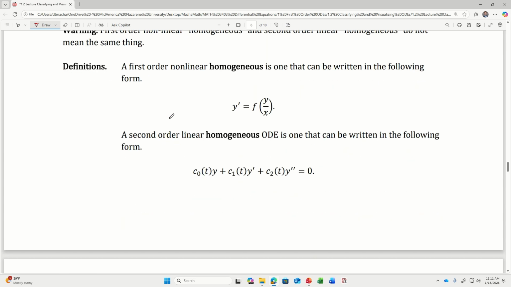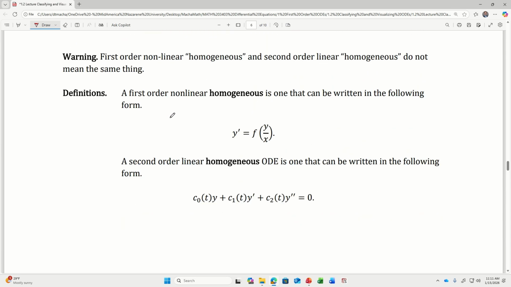Oh, I guess we will talk about it today. I put this in my notes. What it means to be a first order nonlinear homogeneous ODE is one that can be written like this. You've got y prime equal to a function of y divided by x. So you can rewrite the ODE in such a way that every single time y appears, it's divided by x. And every single time the x appears, it's y divided by x. If that's the case, we call it homogeneous for a first order nonlinear ODE.